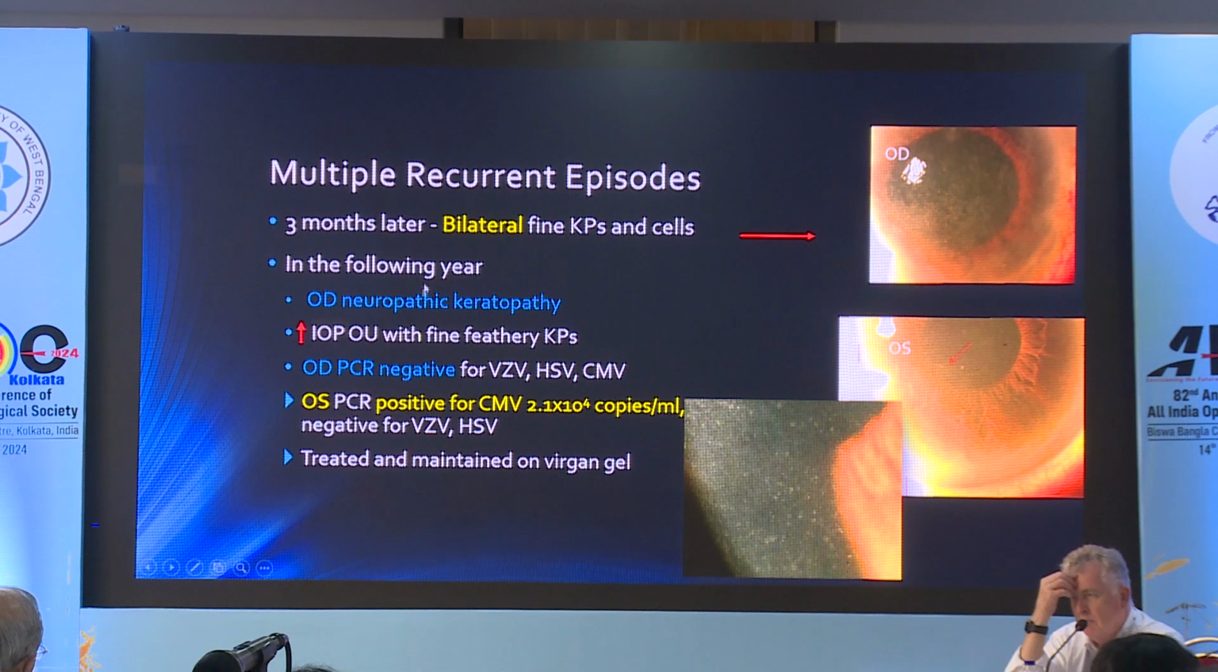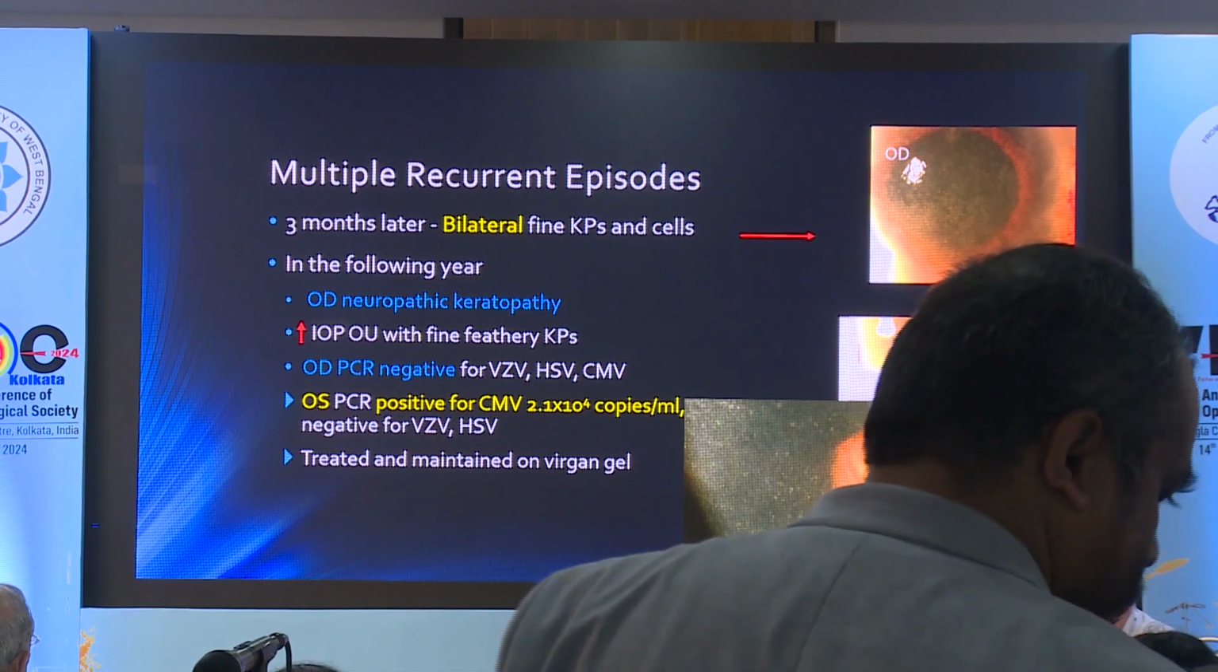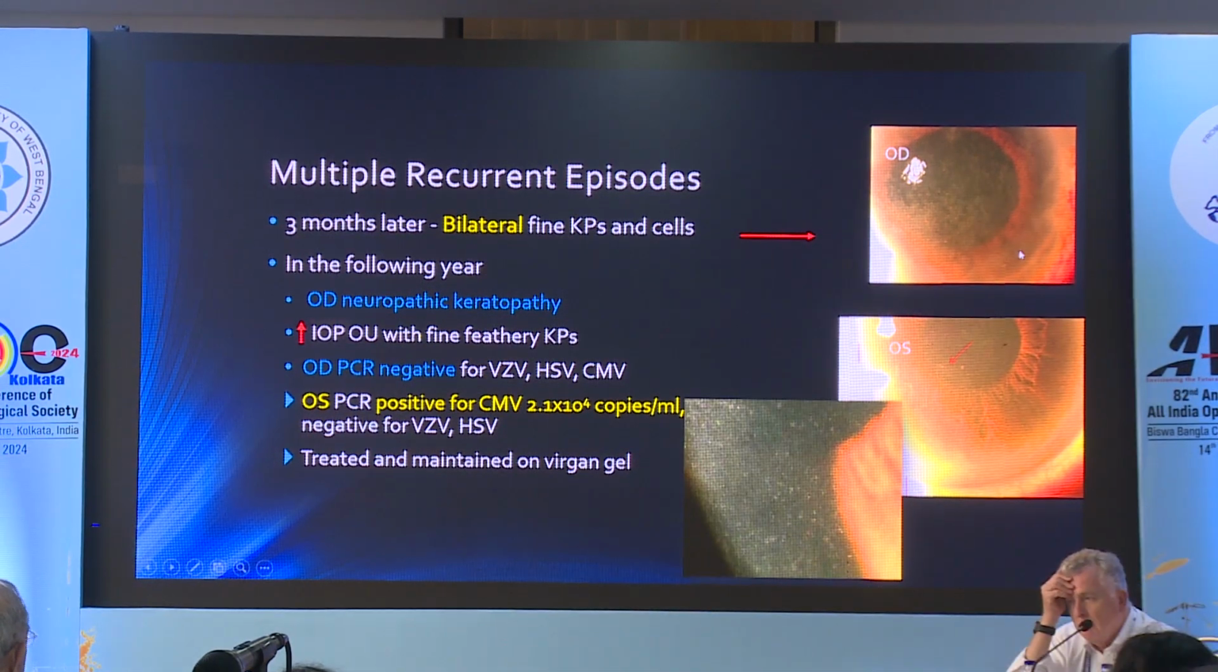So 1 year later, the same right eye that initially presented developed neuropathic keratopathy. He had all the punctate epithelial erosions you can see here on the cornea. And then he has bilateral high pressures in both eyes, and he has developed fine feathery KPs, like what you see here. And now the left eye, the right eye, we tapped again because we were not certain whether it was something else or just a recurrence of the VZV.